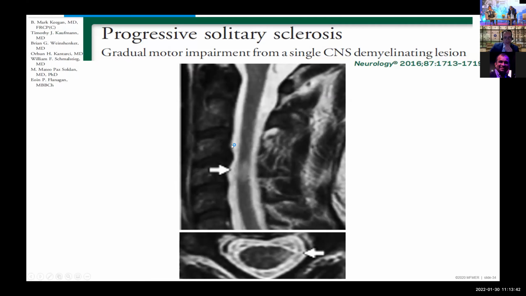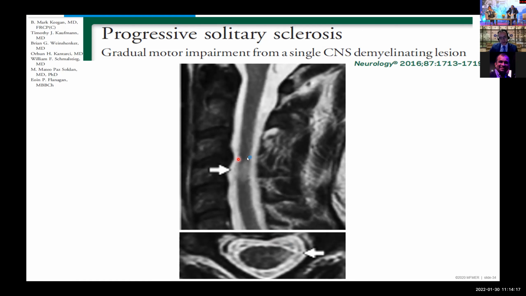Another interesting thing that we have taken an interest in here at Mayo Clinic is a terminology called progressive solitary sclerosis. We know that patients with multiple sclerosis, by definition and by the diagnostic criteria in general, have to have more than one lesion. But there are some patients with MS who have hundreds of lesions, and other patients who just have a couple of lesions. What we've recognized is there are some patients who look very like MS, but they just have one lesion, and they may progress from that lesion.